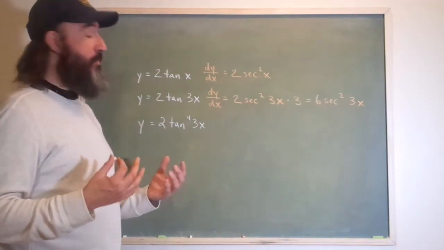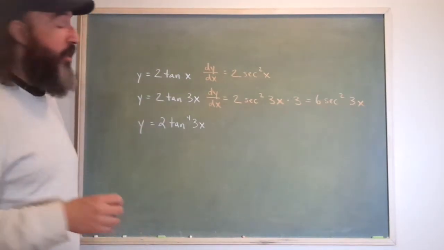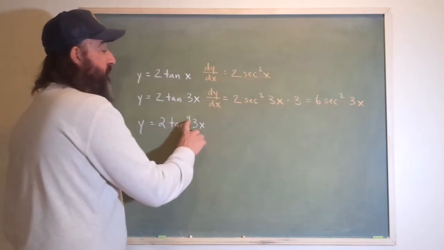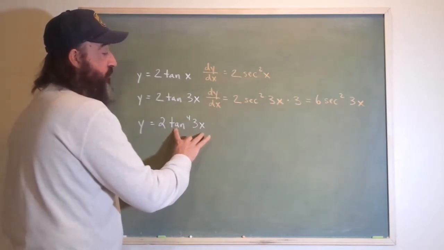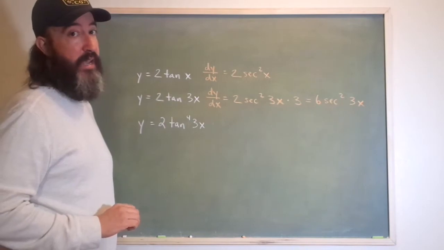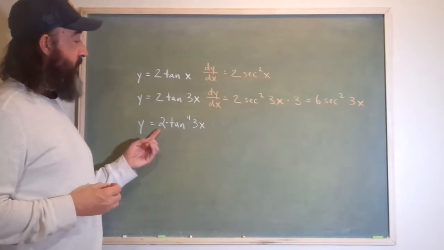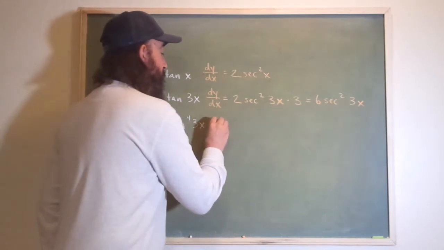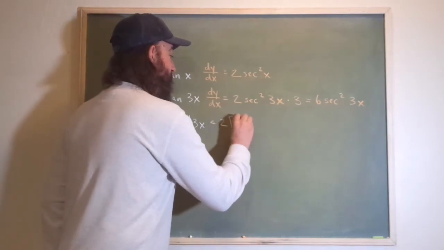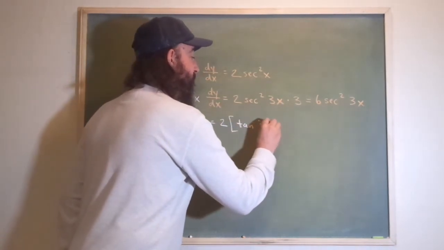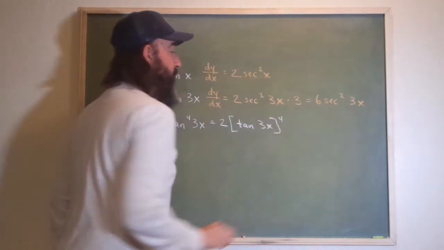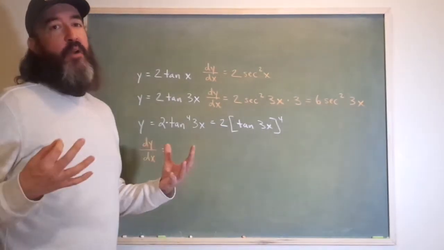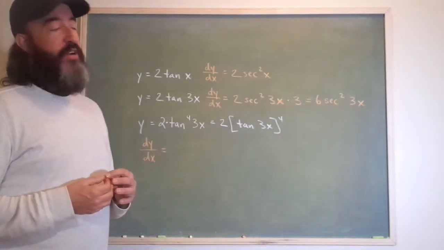I'm sure you can anticipate that we're going to want to rewrite this one, but I hope you notice that the base of this exponent of 4 is tangent 3x, not 2 tangent 3x. This 2 is a constant multiplier, so when I rewrite it, this is 2 times tangent of 3x to the power of 4. It's now written in a way where we can use our general power rule.